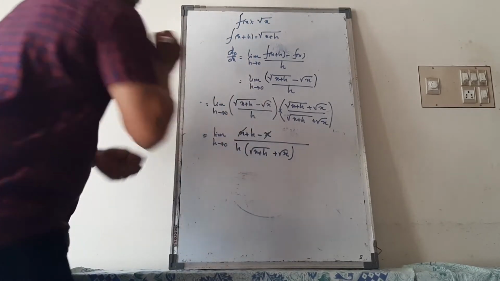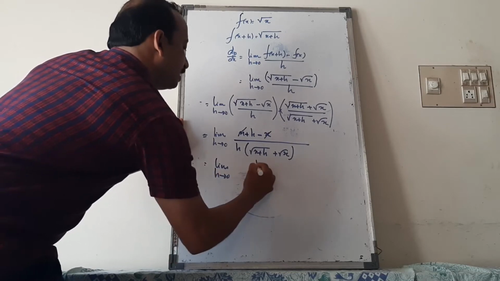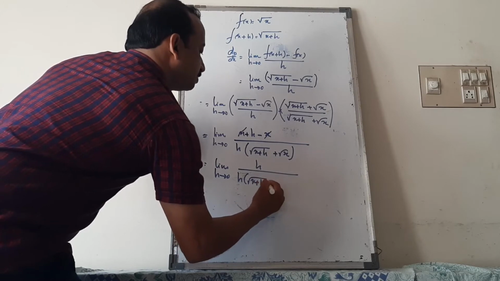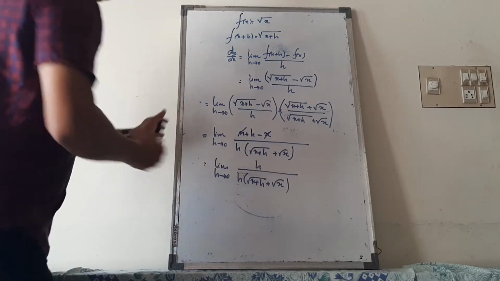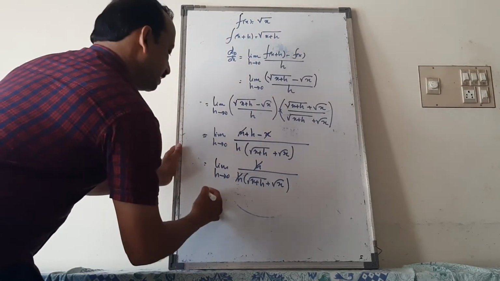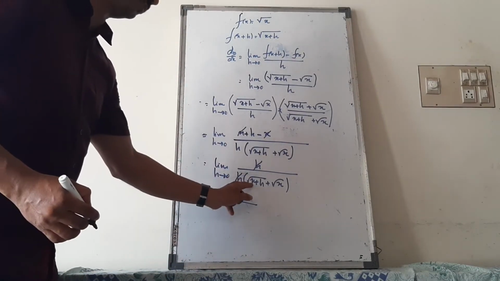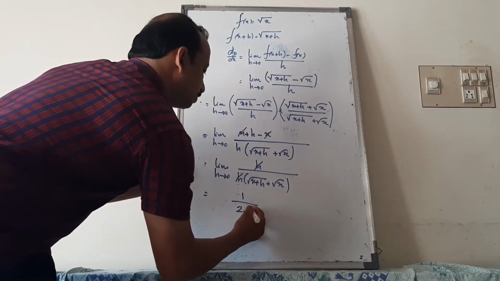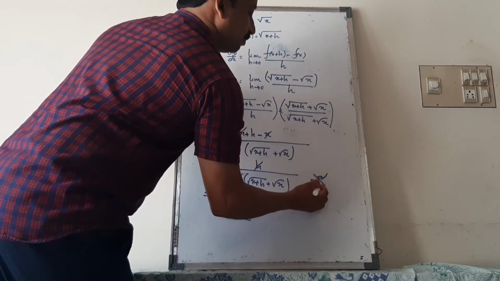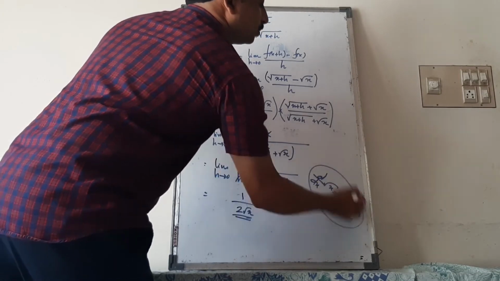Here x cancels. That is equal to limit h tends to 0, h divided by h into root of x plus h plus root x. Again h cancels. Then we apply the limit and we get a definite value. In the numerator we get 1 divided by, as h tends to 0, root x plus root x. We get the answer 2 root x. That means we find the derivative of root x. That is d by dx of root x is equal to 1 by 2 root x.